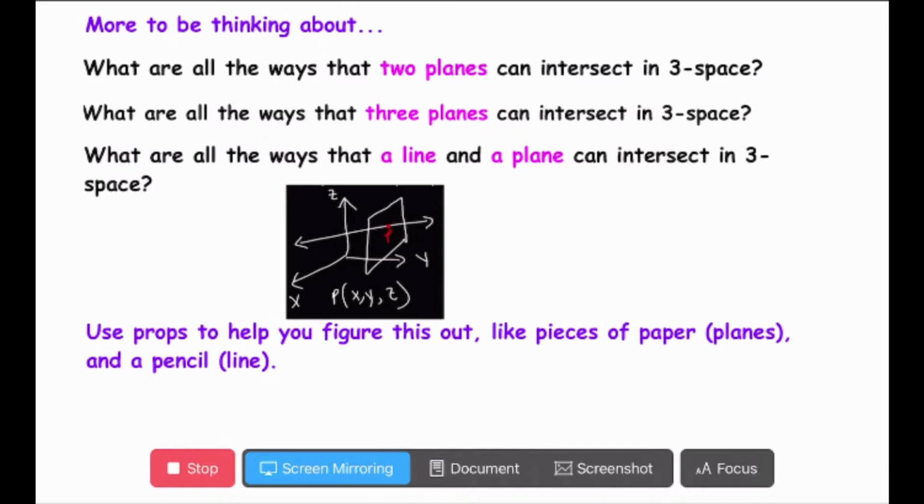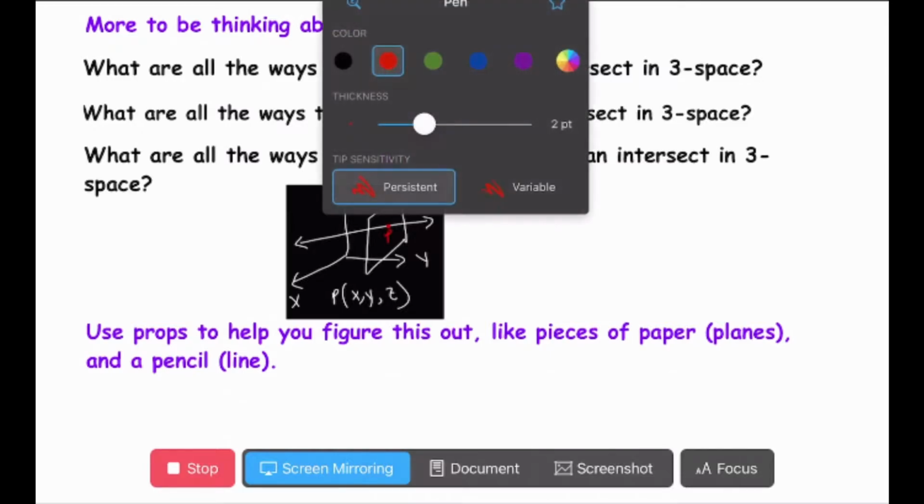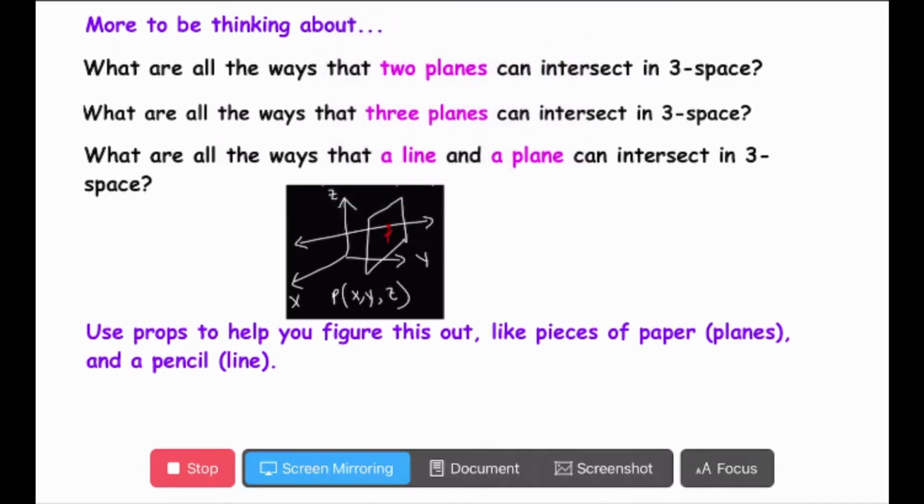So if you want to use a piece of paper or multiple pieces of paper and a pencil to represent your line, what are the different ways we could try to fit things together and think about how they would intersect? And I'm going to go through this briefly and slightly out of order. If we think about a line and a plane, how many ways can they intersect? There are going to be 3 ways.